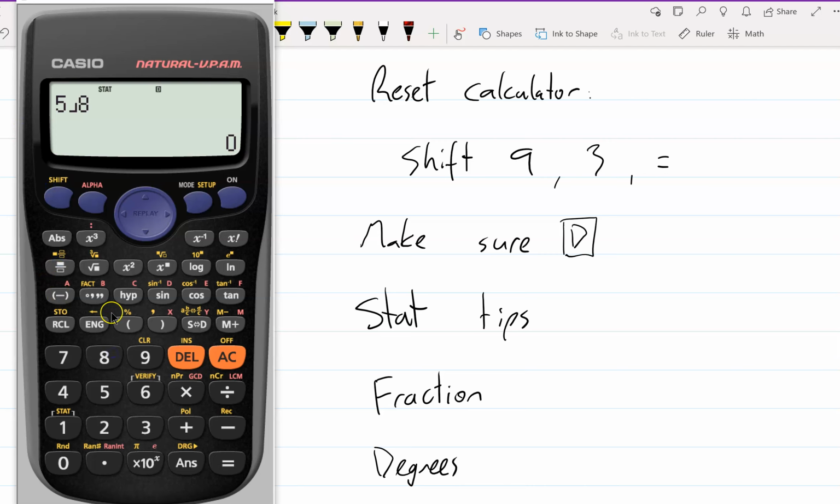anytime you press that fraction button, it's going to look really weird, which is going to be a problem if you're trying to use the annuities formula. It's not going to really look very nice. So to get out of that, go back, press mode, press 1 for comp, and now anytime you press the fraction button, it looks nice.